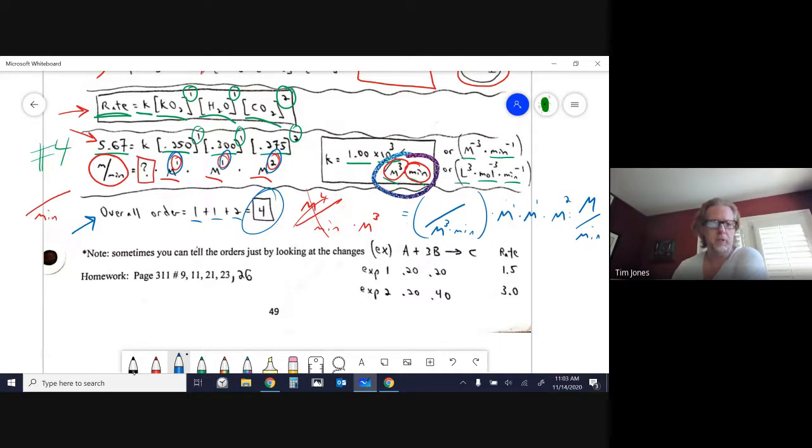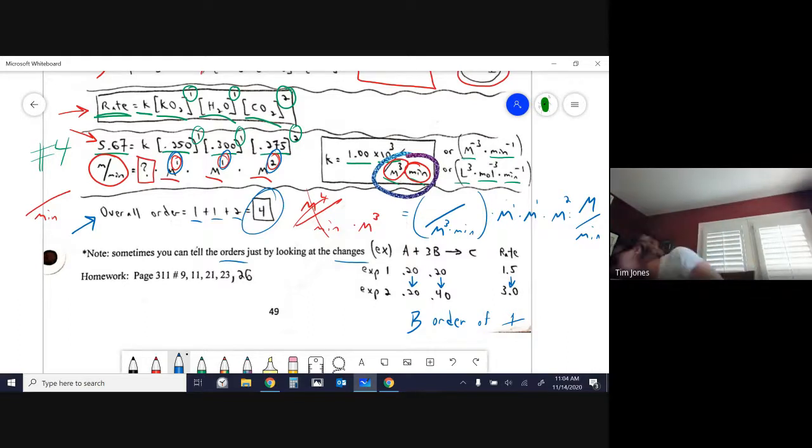All right, I mentioned this earlier. Sometimes you can tell the orders by looking at the changes. So here's another example where the data is a lot easier to work with. You can see that A isn't changing from experiment 1 to 2, so we can ignore it. B is doubled. And if B doubles and the rate doubles, that means that B must be an order of 1. So if the data is easy like this, don't go through all this math that I just showed you. Just use logic. If the data is not so easy, you kind of have no choice but to go through the math and figure it out.